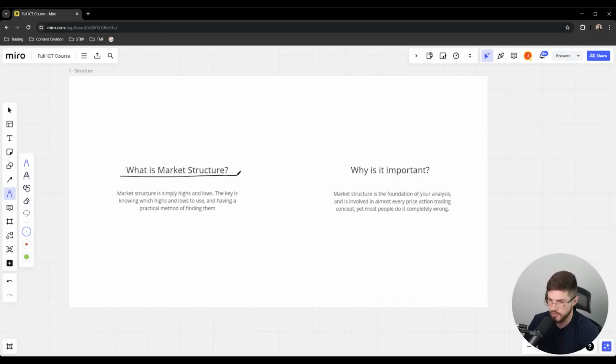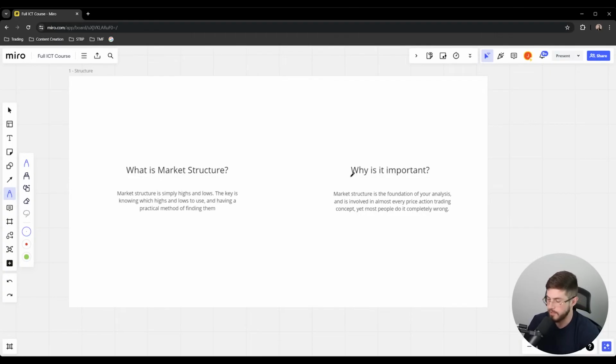So what is market structure? Many of you know this, but it is just highs and lows in the market, okay? Now, the key is knowing which highs and lows to select and which highs and lows to pay attention to. You have to have a practical method of finding them. Otherwise, you're going to be paying attention to every single high or low on the chart.